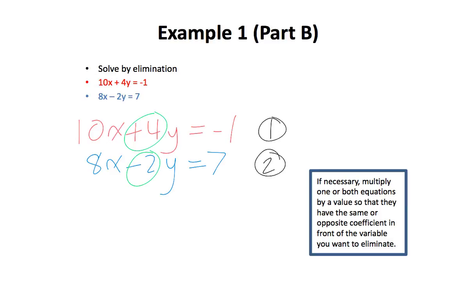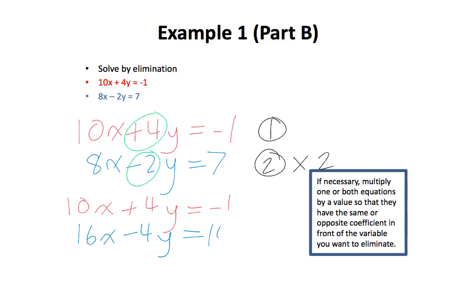As you can see, 4 is a multiple of 2. Therefore, all I need to do is multiply the entire equation by 2. The first equation stays exactly the same since we haven't done anything to it. Meanwhile, the second equation gets doubled. Everything gets multiplied by 2. So 8x times 2 is 16x, -2y times 2 is -4y, and positive 7 times 2 is positive 14. As you can see, these coefficients are now opposite, which is exactly what we want.